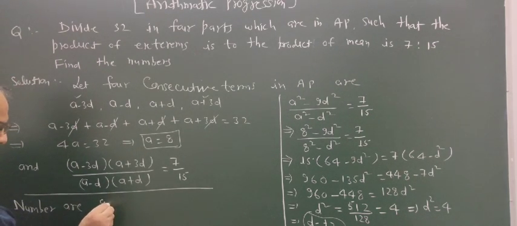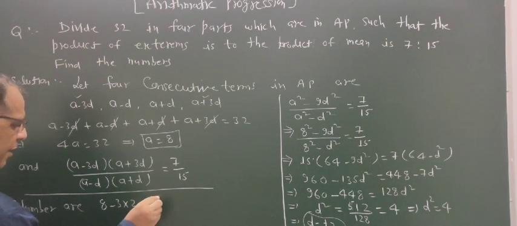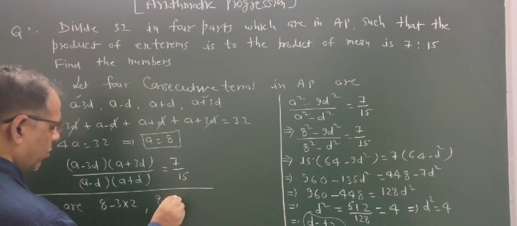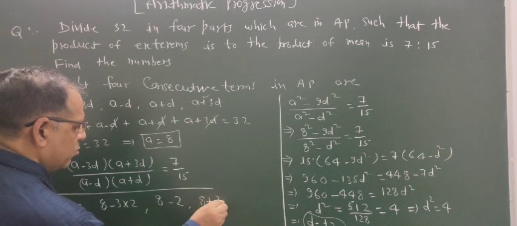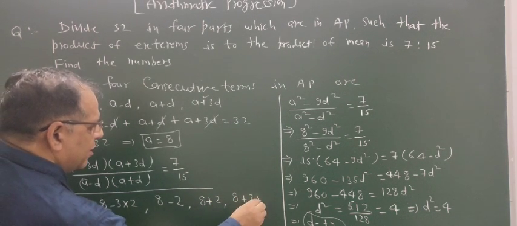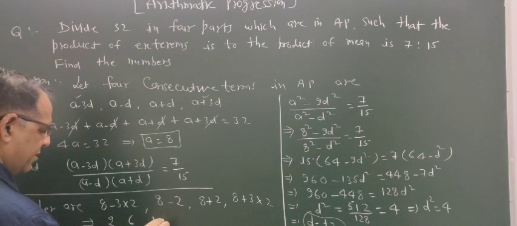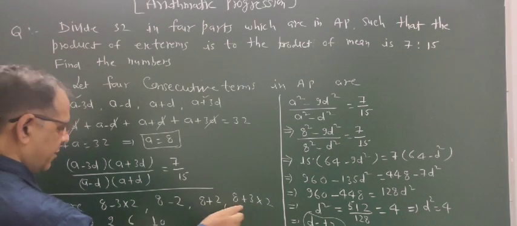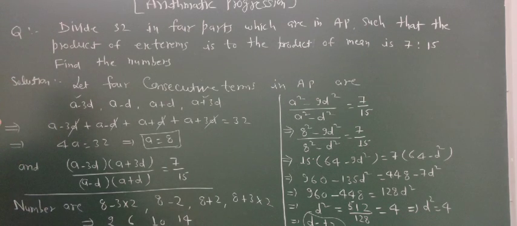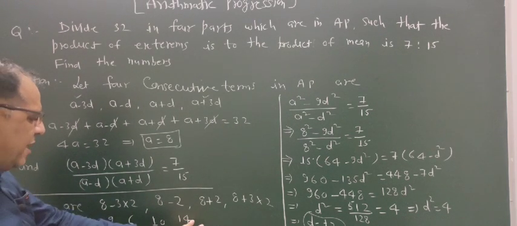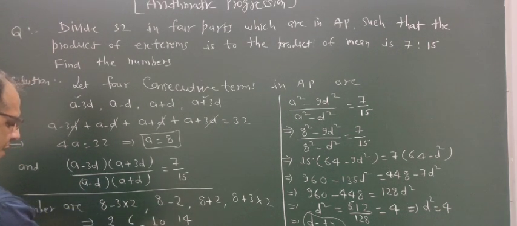So the numbers are 8 minus 3 into 2, 8 minus 2, 8 plus 2 and 8 plus 3 into 2. The first number is 8 minus 6, which is 2; the second number is 8 minus 2, which is 6; the third number is 8 plus 2, which is 10; and the fourth number is 8 plus 6, which is 14. If we take d equal to minus 2, we have the same numbers but the sequence is reversed. The first number becomes 14, then 10, 6 and 2.